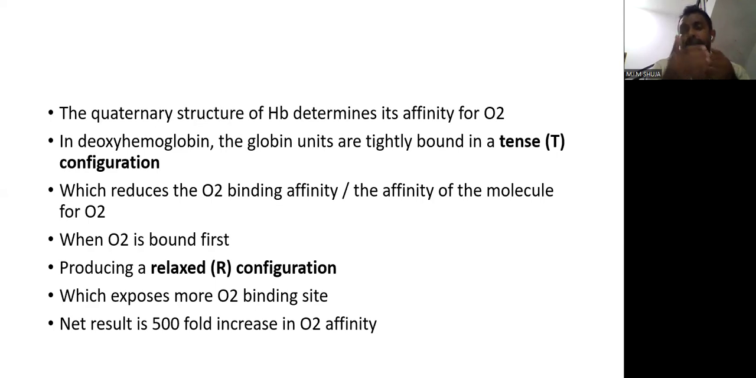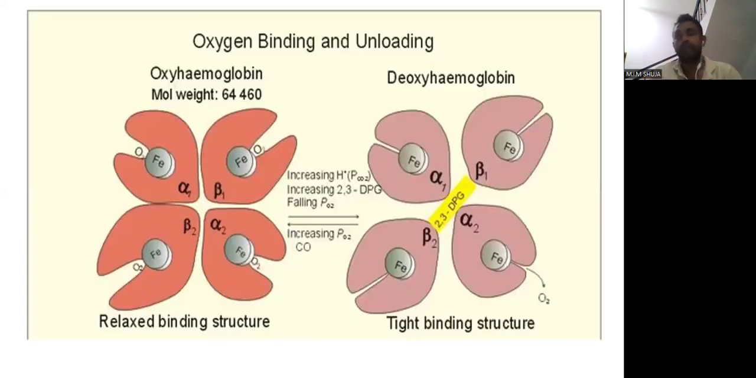But when one oxygen molecule is bound, the configuration changes. It becomes the relaxed configuration, that is R, that has more affinity for oxygen. If you see here, this is a deoxygenated hemoglobin or deoxyhemoglobin. This is the heme, the iron. So this is the oxygen binding site. It is very tight. Here if you see oxyhemoglobin, the oxygen binding site is relaxed. Okay.